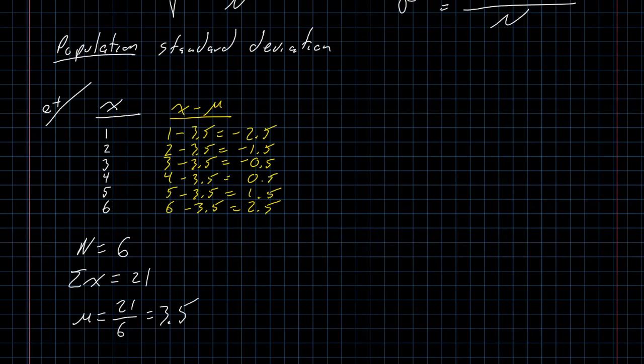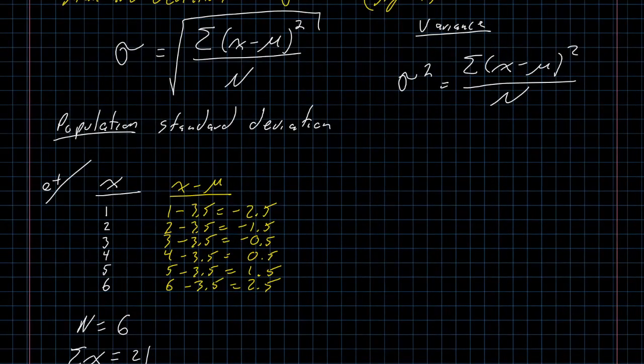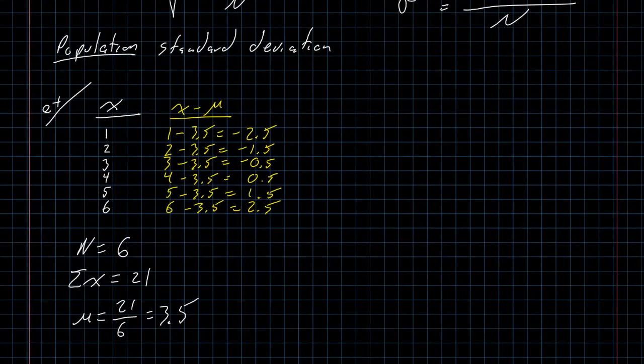Now my formula for standard deviation, which is just off screen here, says I don't just want the deviation from the mean, I want to square all of those things. So that's a new column. I'm going to take my x minus mu and I'm going to square it. So negative 2.5, the whole thing squared.